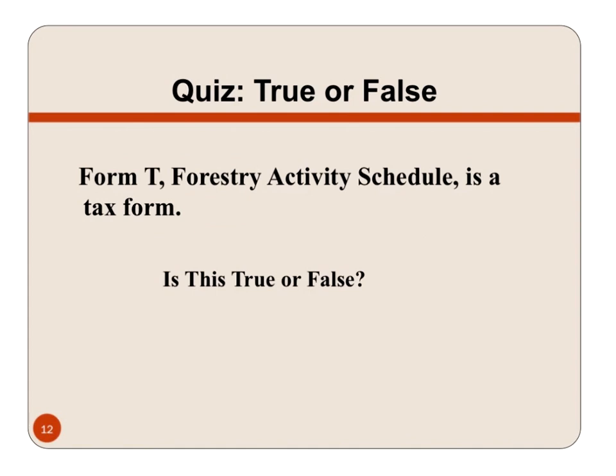So let's do a quiz. This is a true or false. Is Form T, forestry activity, a tax form? And you can choose a check by typing 1, or is this true or false? And you can give me your response. I saw several responses already.